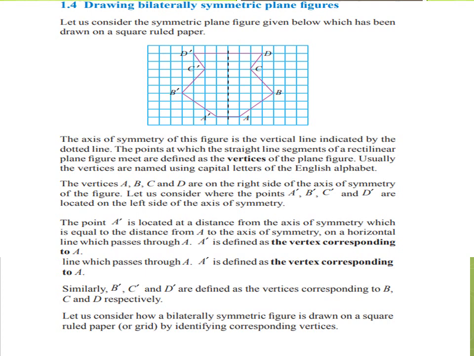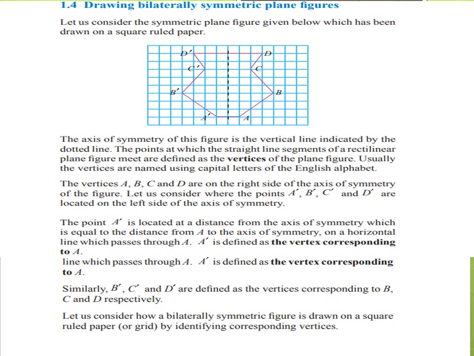The point A' is located at a distance from the axis of symmetry which is equal to the distance from A to the axis of symmetry, on a horizontal line which passes through A. A' is defined as the vertex corresponding to A. Similarly, B', C', and D' are defined as the vertices corresponding to B, C and D respectively.